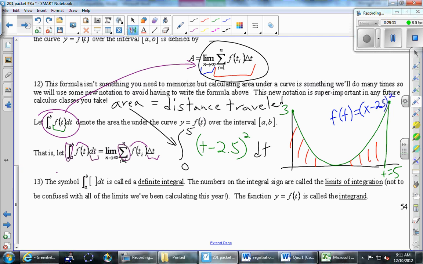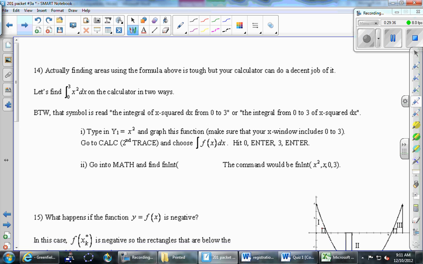Okay, so lots of background stuff. Let's see if we can now actually do something with all these new symbols that we've built. Defining areas using that formula is tough, but your calculator does a pretty decent job of it. So let's see if we can find this integral from 0 to 3 of x squared dx.